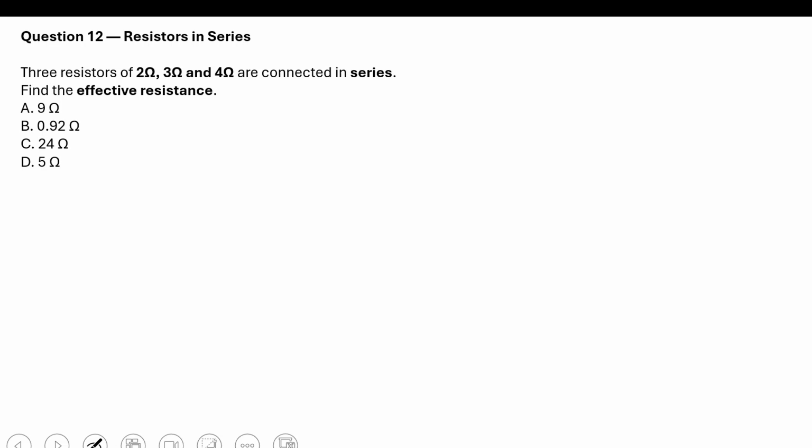Okay, so 12 has to do with resistors in series. What are resistors in series? Resistors in series is when they are connected in a daisy chain, one after the other. This is the symbol for resistance. R1 is connected to R2 and R2 is connected to R3. So they are all in a straight line.